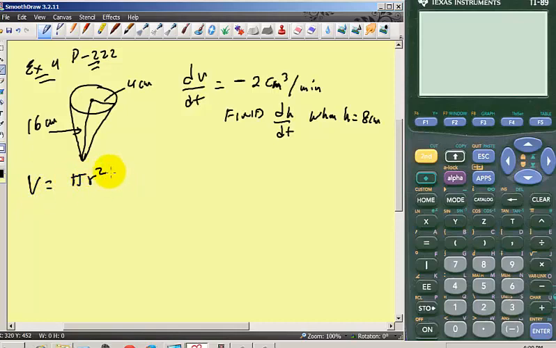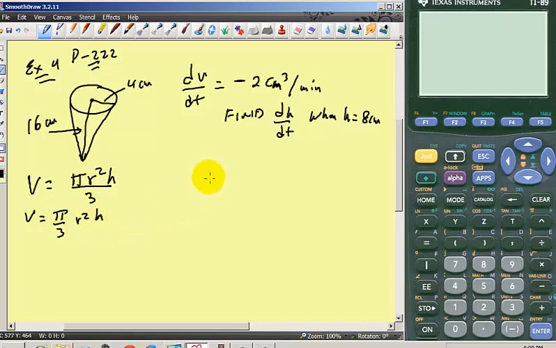The volume of a cylinder is pi r squared h. And there are 3 cones in a cylinder, so my formula for a cone is pi r squared h divided by 3. So if I clean this up just a little bit, I'm going to have pi thirds r squared h. That's the volume of a cone.